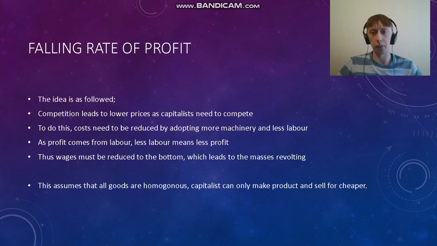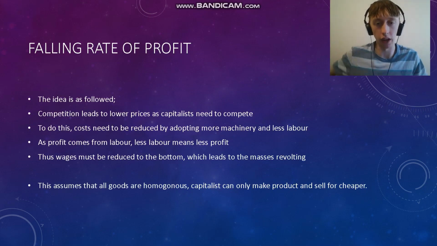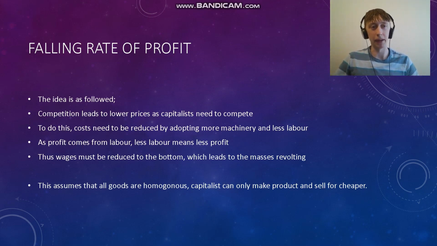Another idea like the falling rate of profit also comes apart. Now, just to remind you what it is. Because of competition, capitalists need to reform the means of production to have more machinery and less labour. But if there's less labour, there's less profit, because all profit comes from labour. And so as a result, wages have to be reduced as much as possible so capitalists can actually get profit. But because the wages go so low, the peasants get really angry, they revolt, and capitalism ends as you know it. But apart from the fact that machines also produce profit, what's another problem?